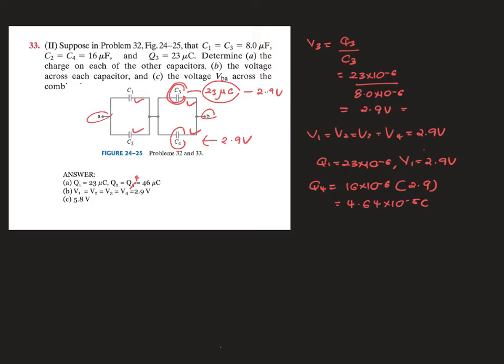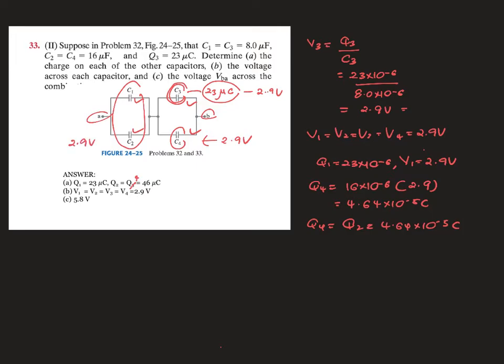Because C2 and C4 have the same capacitance, we can put that Q4 equals Q2, which is 4.64 times 10 to the power of -5 coulomb. So we already find the charge and voltage for each capacitor. Therefore we need to find, for question C, the voltage VBA across the combination.